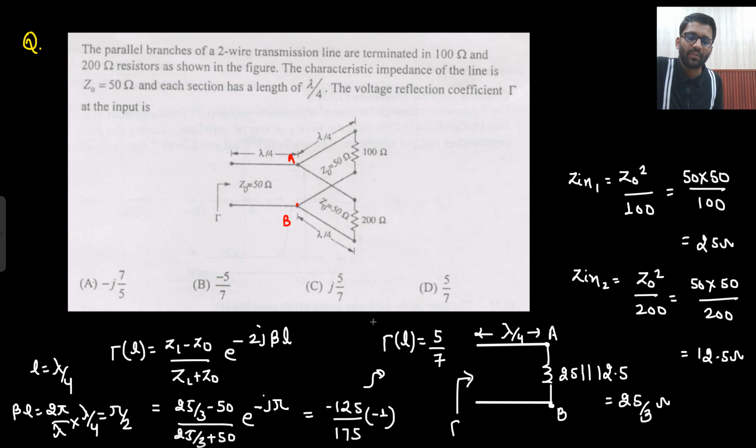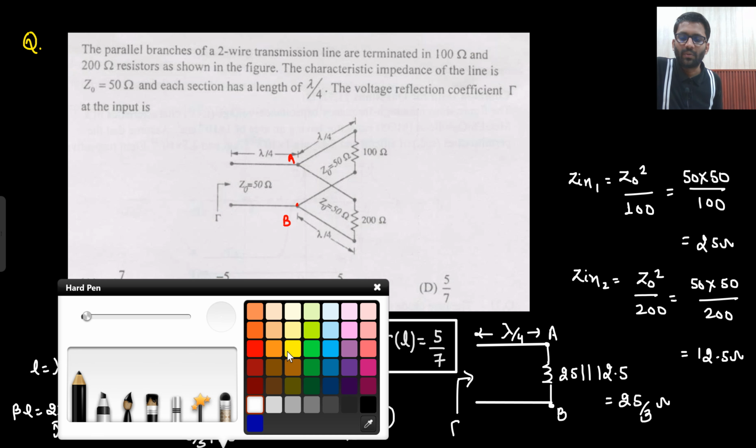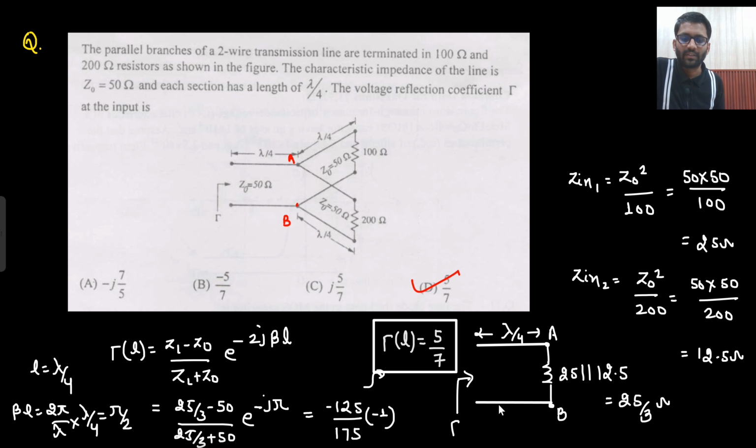So this was an easy question only. If you have seen the concept already, this was an easy question. So the answer is 5 by 7. What did we do? Initially we calculated the impedance 25 by 3. At load, what will be the gamma? ZL minus Z0 upon ZL plus Z0. So if you do 25 by 3 minus 50, so 37.5 it would be, and 12.5, that would be 62.5. So that would be 5 by 7 only. Here you are getting minus 5 by 7, but you need to calculate the gamma value at a distance L from the load.